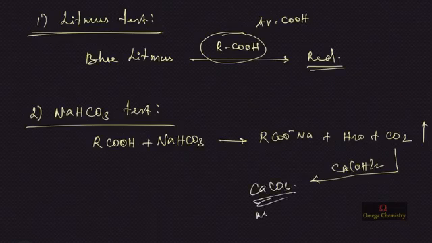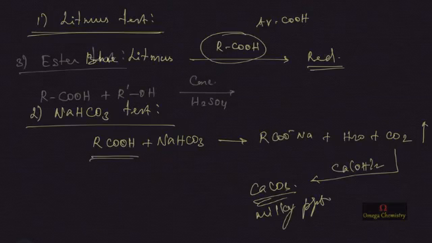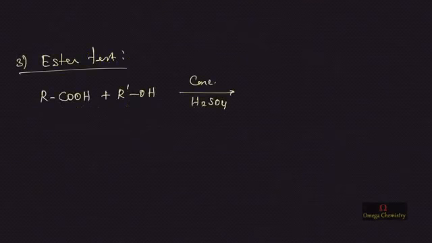This is milky white. So after getting the milky white precipitate, we can confirm that the taken substance should be an acid. Carboxylic acids will react with alcohol in the presence of concentrated sulfuric acid to form esters. You will get such esters, which are characterized by their smell. They have a unique fruity smell from which we can identify that the taken substance must be an acid.